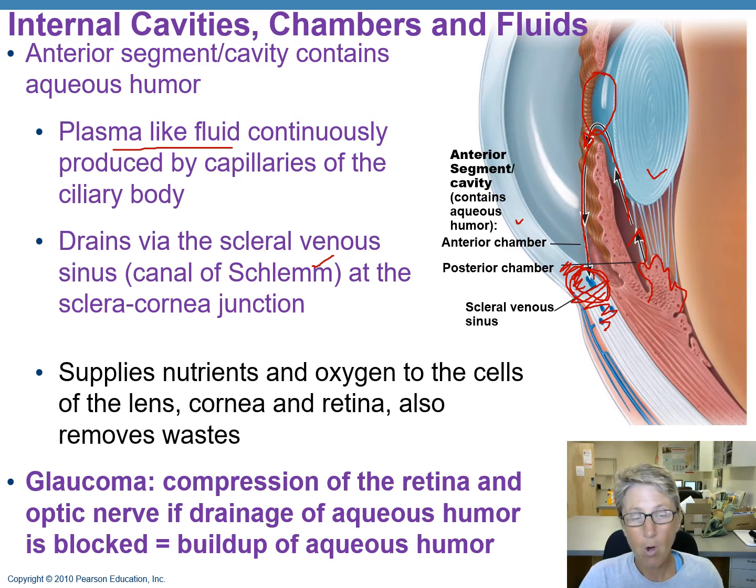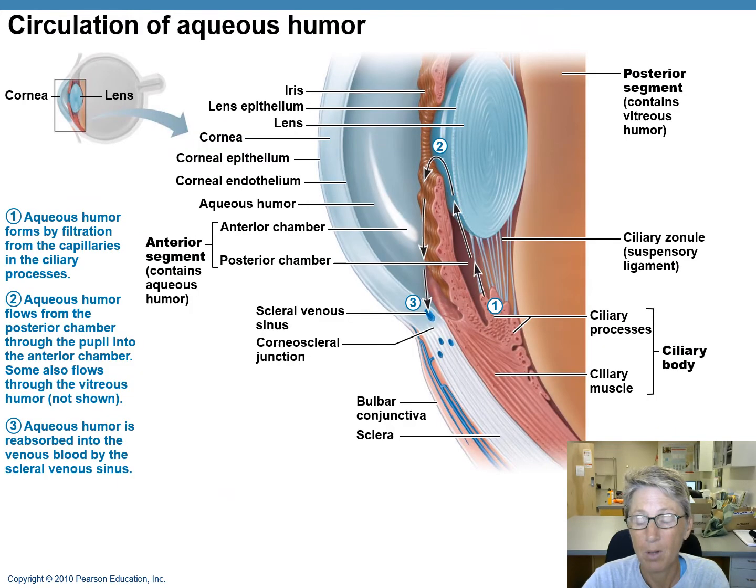You've probably heard of glaucoma. That's when your aqueous humor is not draining through the scleral venous sinuses properly, and you compress the retina and the optic nerve because of that buildup in fluid pressure.